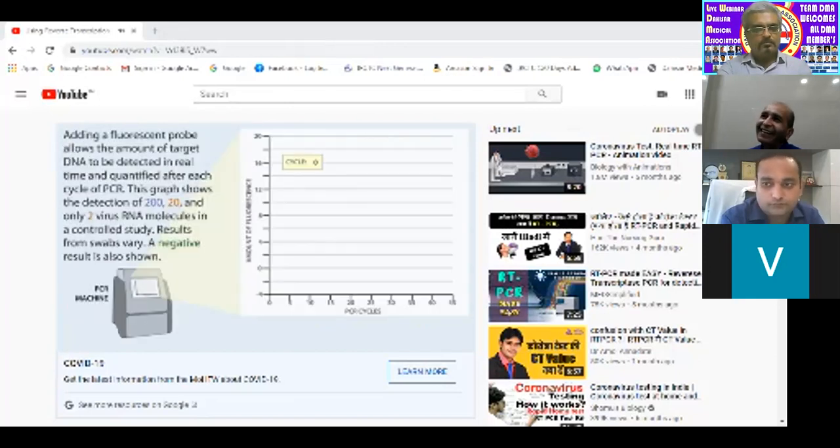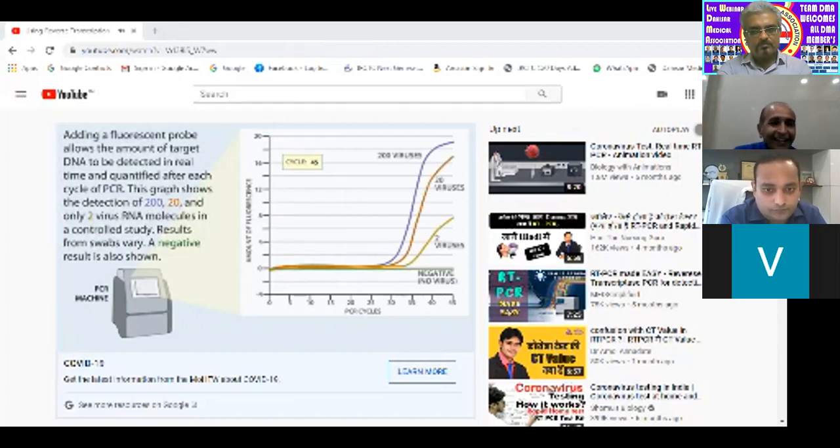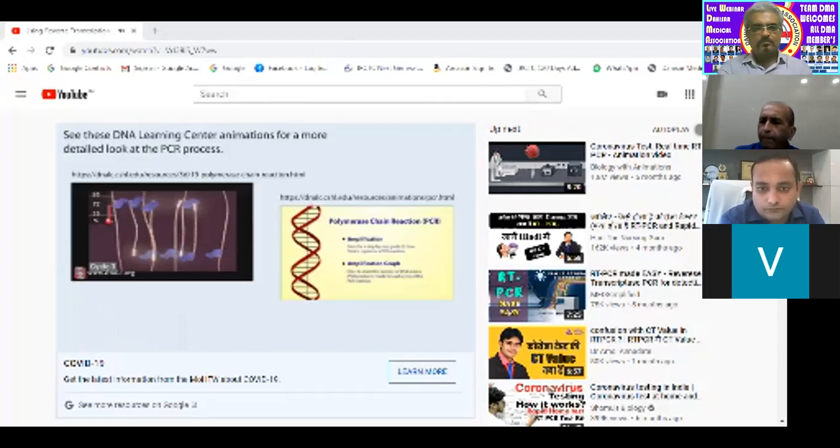Adding a fluorescent probe allows the amount of target DNA to be detected in real time and quantified after each cycle of PCR. This graph shows the detection of 200, 20, and only 2 virus RNA molecules in a controlled study. Results from swabs vary. A negative result is also shown. See these DNA Learning Center animations for a more detailed look at the PCR process.